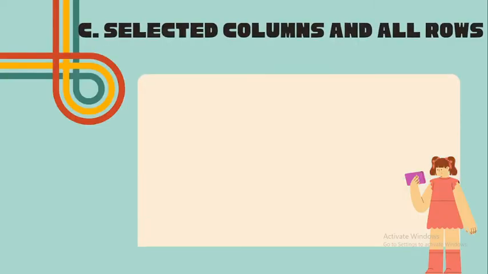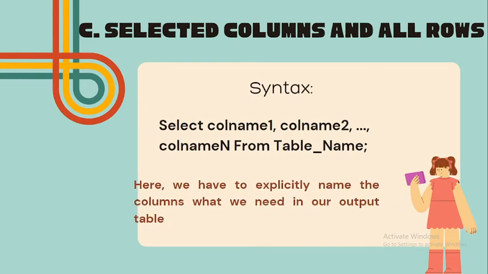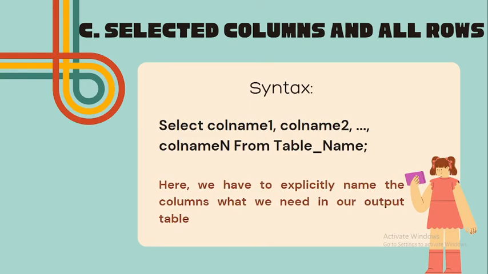Now come to our next category. Third category is selected columns and all rows. So here we don't want all the columns. In our input table, we were having 3 columns, but we don't want all 3 columns. Maybe we want only 1 column, maybe we want 2 columns. We don't want all the columns.